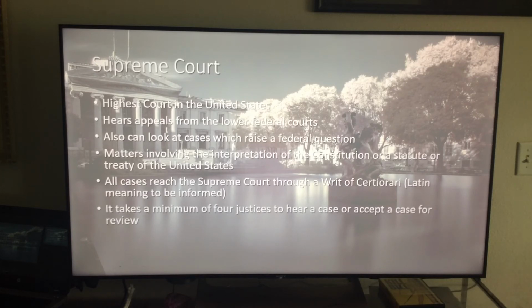It takes a minimum of 4 justices to agree to hear a case or accept a case for review. So there are 9 judges on the Supreme Court. You have to get 4 of them to agree to take your case.